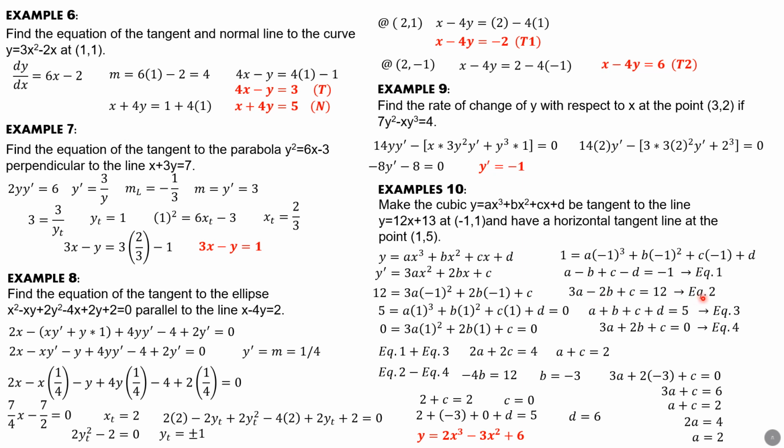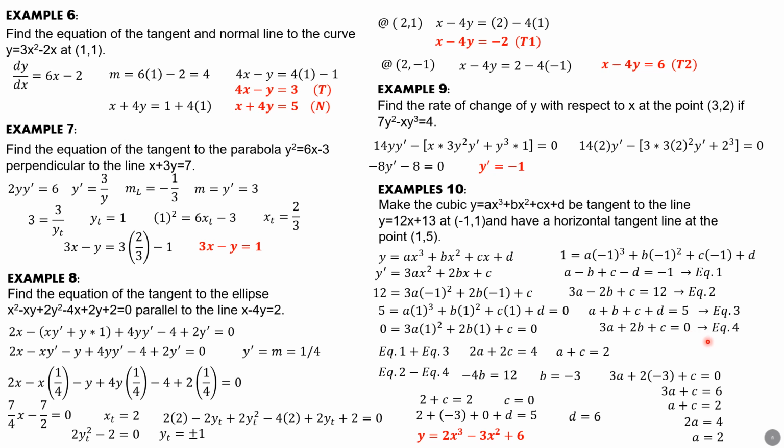Call that equation 2. Then again at 1 comma 5, another point on the curve, y is 5, so 5 equals a times 1 cubed plus b times 1 squared plus c times 1 plus d. Simplifying, that's a plus b plus c plus d equals 5. Call that equation 3. And finally, the slope is 0 at 1 comma 5. 0 equals 3a times 1 squared plus 2b times 1 plus c. Simplifying, that's 3a plus 2b plus c equals 0.